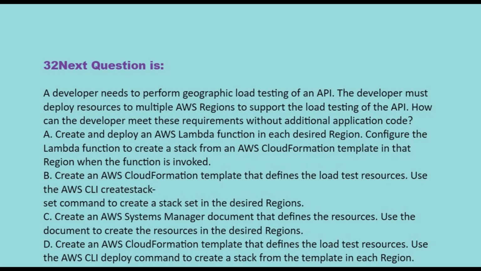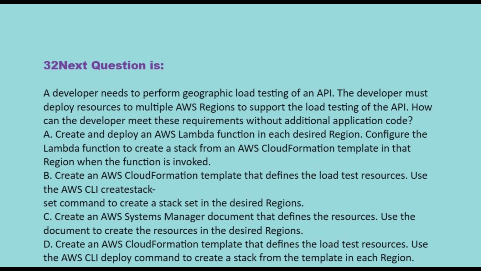Option A. Create and deploy an AWS Lambda function in each desired region. Configure the Lambda function to create a stack from an AWS CloudFormation template in that region when the function is invoked. Option B. Create an AWS CloudFormation template that defines the load test resources. Use the AWS CLI create-stack-set command to create a stack set in the desired regions.